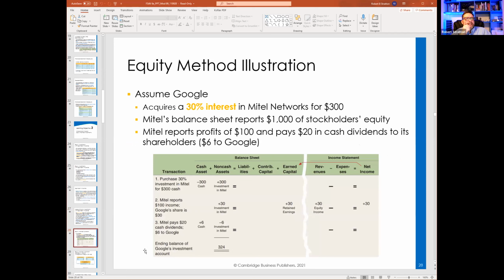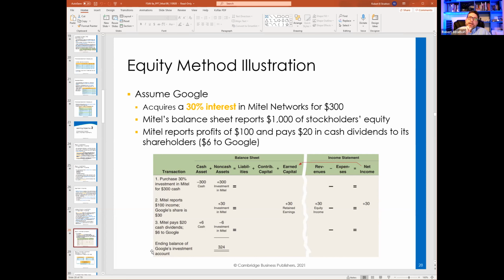So what this looks like is buying in 30% of this company in this example. So they buy in at step one, right? 300 cash gone, and in exchange, 300 of investment, a non-cash asset. And then at the next period, this investee, this subsidiary, has income of 100. And the investor, Google in this case, owns 30% of the company. So Google, in this example, recognizes the 30 increase in their non-cash assets. And they equal it out, 30 retained earnings, right? And then on the income statement, 30 equity income.